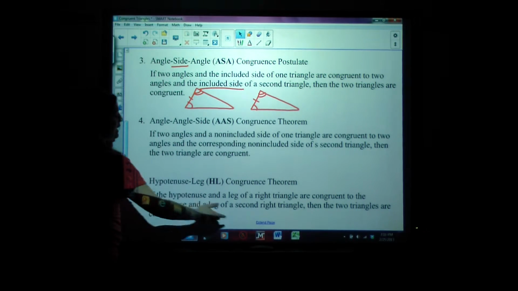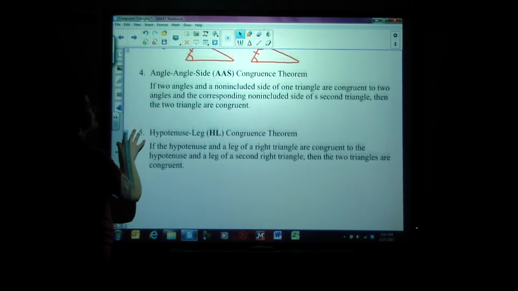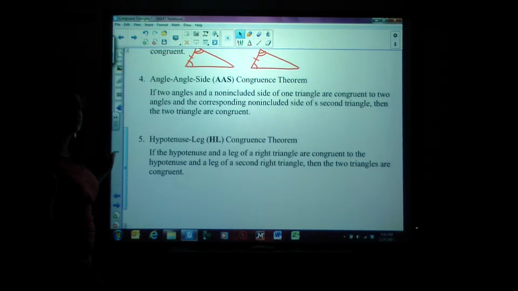Another one, angle, angle, side. So you have 2 angles and a side, meaning it is not included. Then those triangles are also congruent. That one works as well.